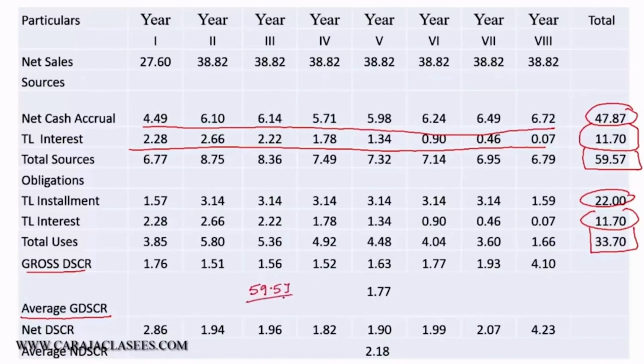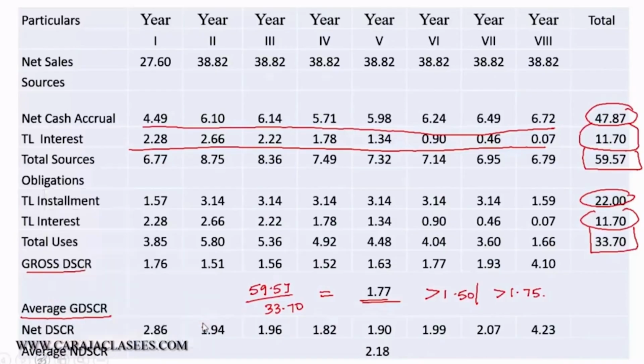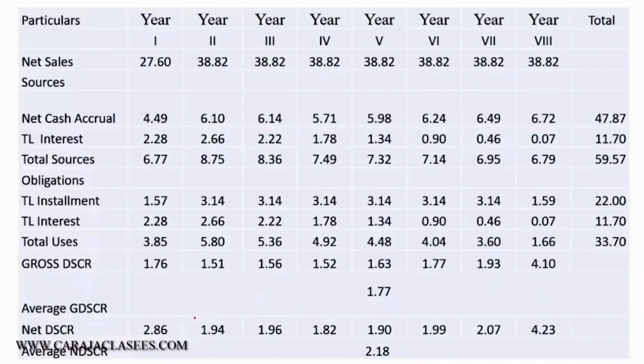59.57 divided by 33.70 gives you the ratio as 1.77. So gross average DSCR is greater than 1.5, which some public sector banks are okay with. It is also greater than 1.75. So gross average DSCR is expected to be satisfactory, but it is very close to the expected level. So sanctioning authorities may have some apprehension whether these numbers are really cooked up to get the minimum ratio. Okay, so you should have a solid justification whether these numbers are reasonable, okay, whether these numbers are achievable.